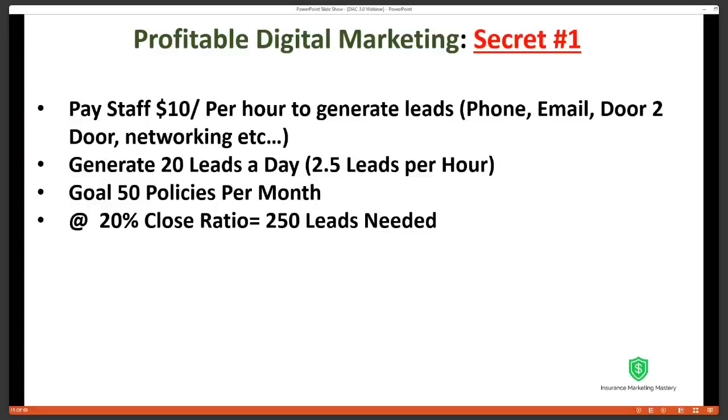All right. So let's see how many math wizards we got out there right now. How many days, if they're getting these numbers, 20 leads a day, 2.5 leads per hour, is it going to take them to get 250 leads? Whoever gets this right first gets the attaboy for the day. How many days is it going to take, if it's an 8-hour day, to get 250 leads?